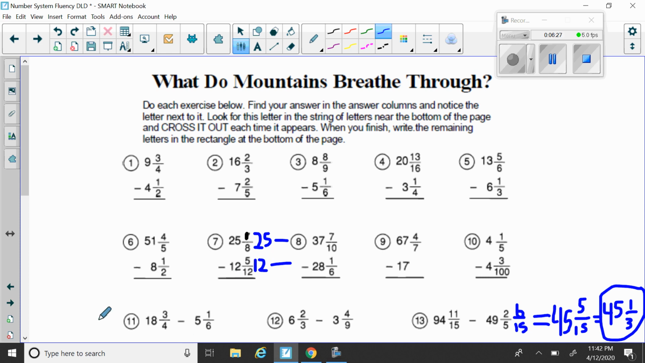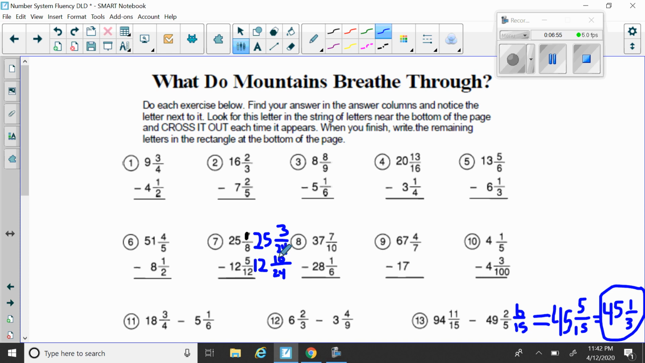Okay, so 12 and 8, a good common denominator. If I count by 12s, 12, 24, I know that 8 goes into 24. 8 times 3 is 24, and 12 times 2 is 24. So if I did 8 times 3, I also have to multiply my top. 1 times 3 is 3. And then 5 times 2 is actually 10.